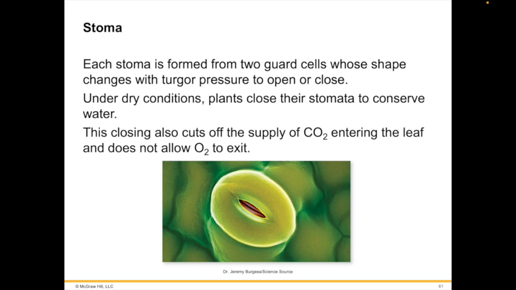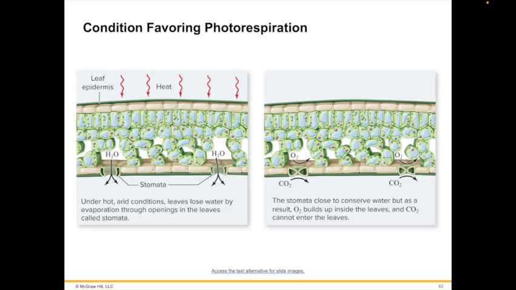So this shows a stoma. And this shows how it happens, and it shows the closed stoma to the right and the open stoma to the left. And this is the figure referenced just moments ago, being figure 8.21. I think I referenced it.